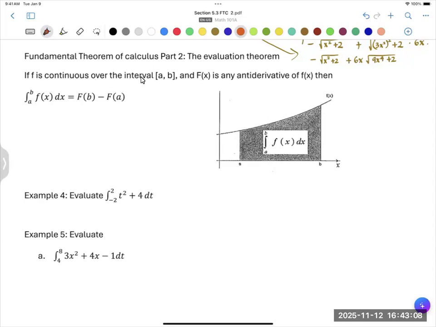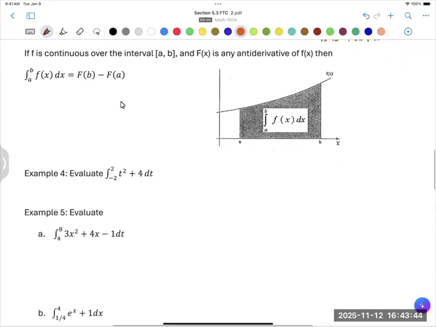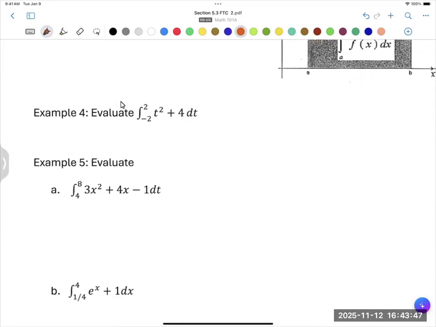So if f is continuous over the interval and F of x is any antiderivative function of f of x, then the integral from a to b of f of x, this is finding the area under the curve between a and b, will be equal to the output of the antiderivative function where the input is b, minus F of a. Okay, so in order to do this type of problem, you will have to find the antiderivative of the function f first, and then you put in the values b and a. Let's take a look at this example.